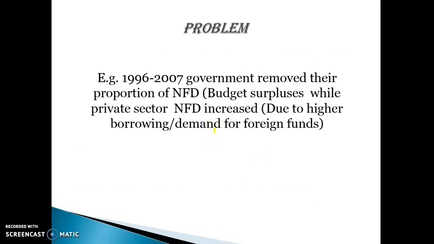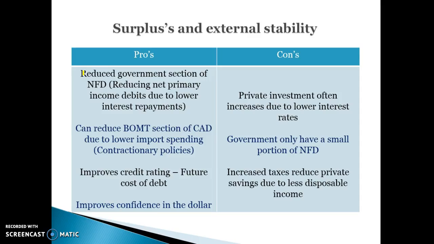This happened back from 1996 to 2007. The government removed their portion of net foreign debt by running surpluses, but private sector debt actually increased. So just to summarise, the pros for surpluses and external stability. It reduces the government section of net foreign debt and therefore reduces the amount of interest they have to pay on that debt, helping to reduce the net primary income deficit.